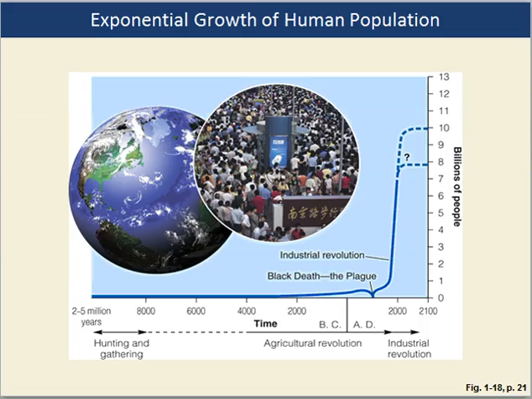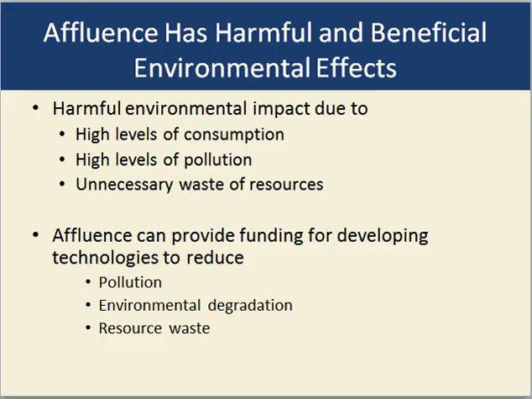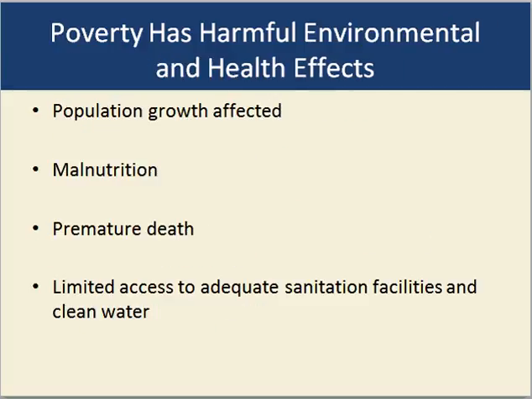Exponential growth. First thing, human population. We can see we are just at around 7 billion, and the projection is unknown. Only time we've had a dip, you can see the Black Death or plague. Harmful effects due to affluence include high levels of consumption, but you can also flip it and see that if you are affluent, you actually would have the funding for developing the technologies to reduce things such as pollution.